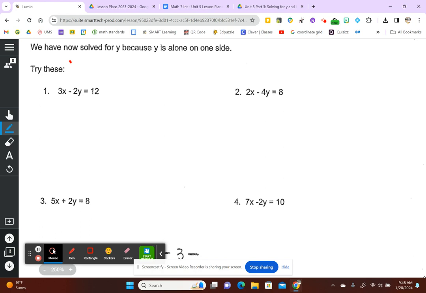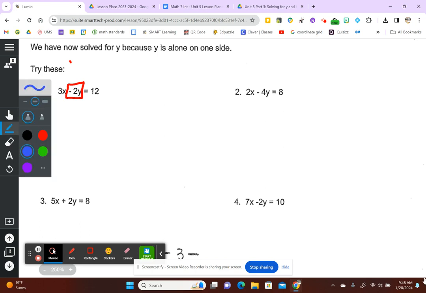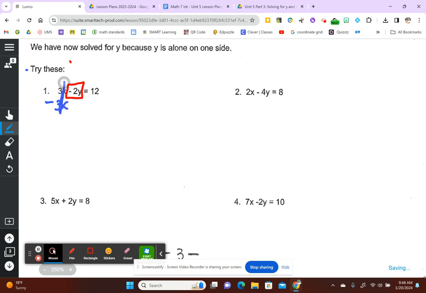3x minus 2y equals 12. This is what we call standard form. I want to isolate this term. I want that all by itself. So what am I going to do to get it all by itself? I'm going to subtract the 3x here. So now my negative 2y is all by itself on the left.